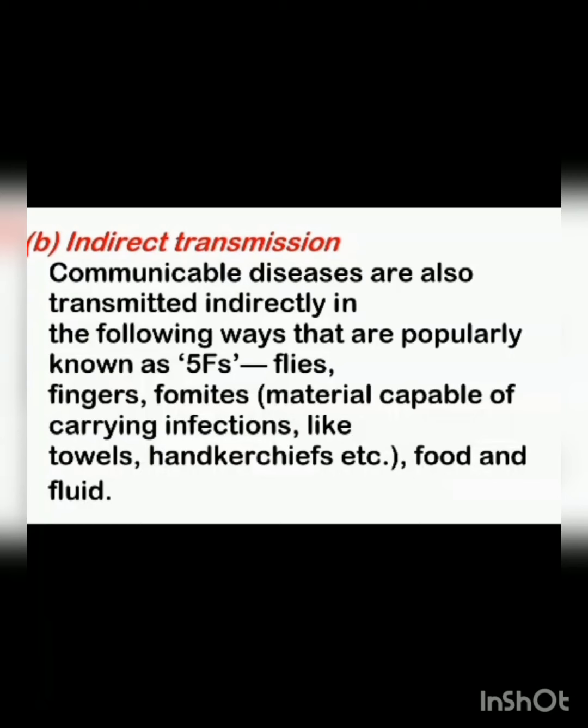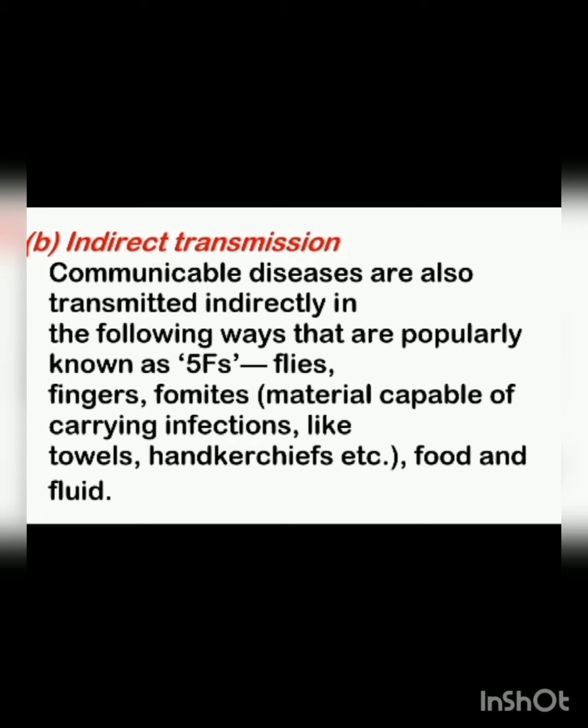Coming back to the chapter of infectious and non-infectious diseases. Indirect transmission. Now, what is indirect transmission? Communicable diseases are also transmitted indirectly in the following ways that are popularly known as the 5 Fs. Right? Now, flies, fingers, fomites. Fomites are materials capable of carrying infections, like towels, handkerchiefs, etc.